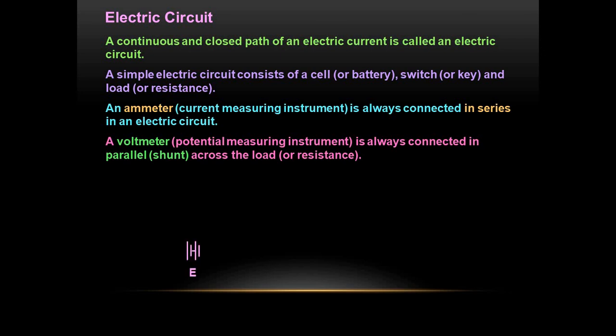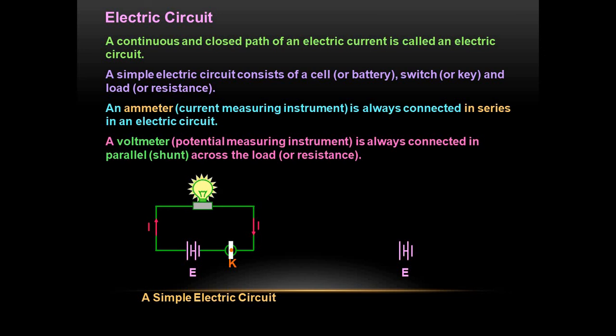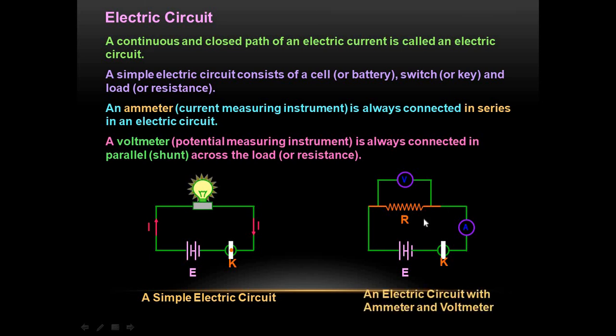So here is a circuit diagram. E represented here is the cell, K for key, and a bulb connected by wires. So when the circuit is closed, the current flows and the bulb glows. Here is another circuit with a resistance, load and voltmeter. A represents the ammeter, B represents the voltmeter, and R here is the load or resistance. So this is an electric circuit with the ammeter and voltmeter.